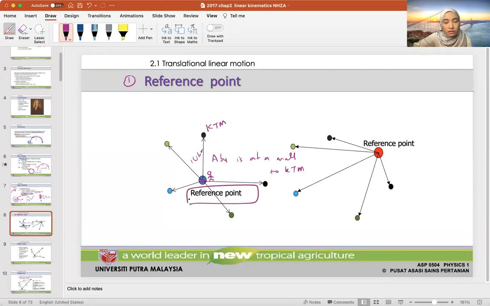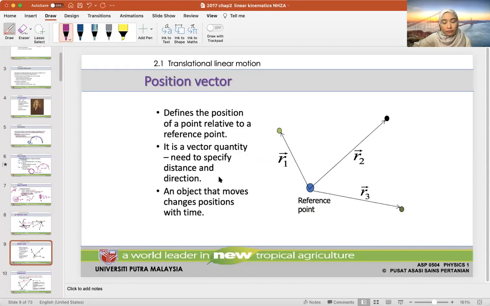And I think this is quite straightforward. Reference point maksudnya tempat dia bermula. Kita refer kepada tempat tu sebagai initial point dia. That's a reference point. Okay. So that is the first term, and then we have the position vector. This is our second term that we need to know. So position vector, this is the reference point yang kita dah cakap tadi.